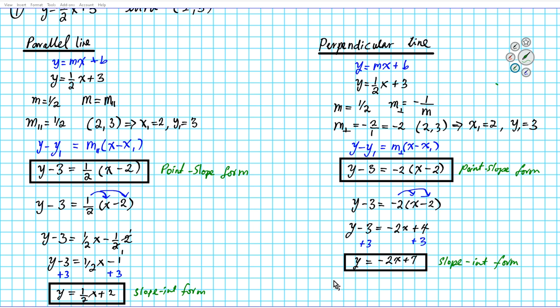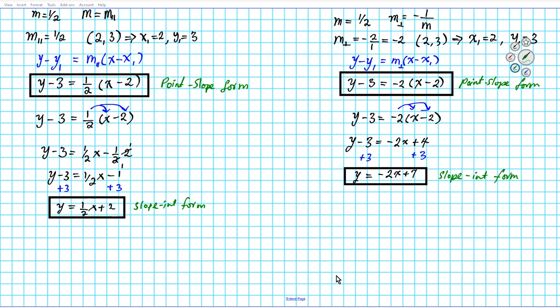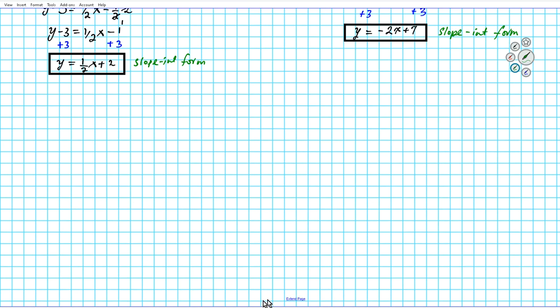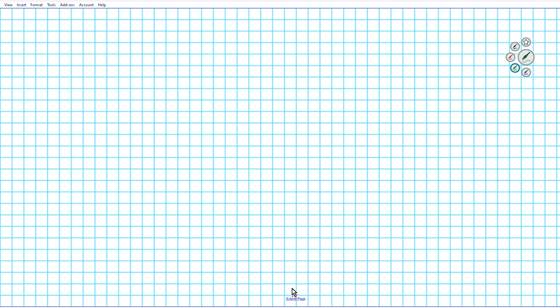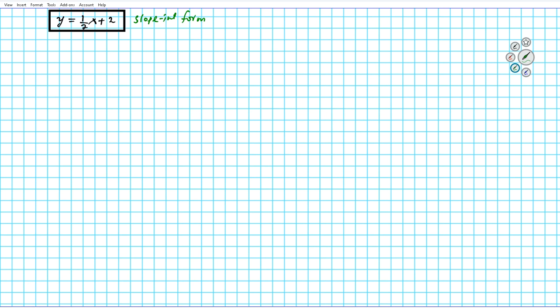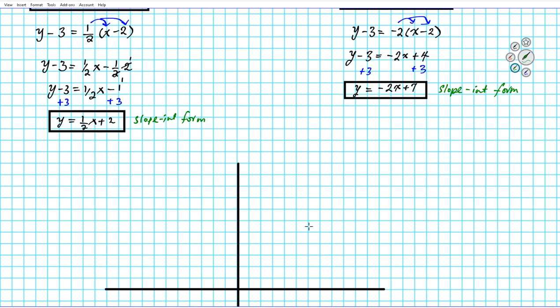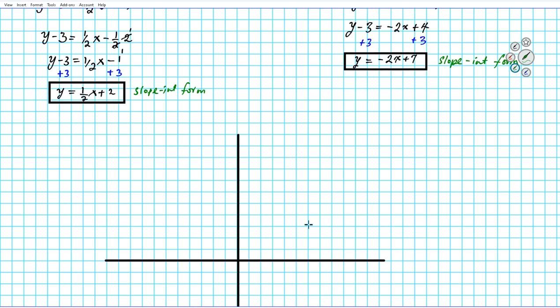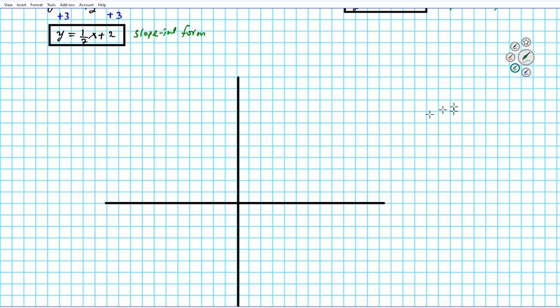Now we're going to check our work by graphing all 3 lines on the same coordinate system, so we can see the connection between parallel and perpendicular lines to a given point. Let's start by generating our coordinate system. We have the y coordinate and the x coordinate right there. Looks good. We have 3 lines that we're going to be graphing.